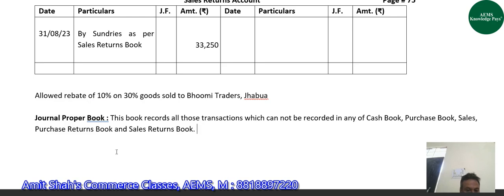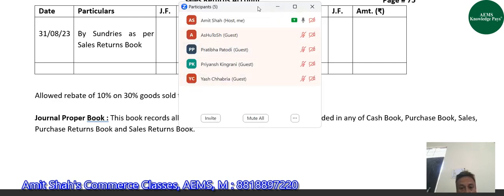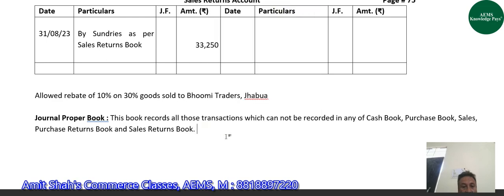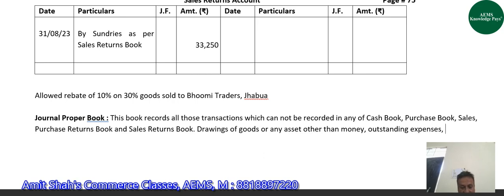Can you tell me any other transactions which may come here in the journal proper book, guys? I'm asking. Drawings. Drawings of goods, yeah. If it is drawings of money, then that will go in the cash book. So drawings of goods or any asset other than money. What else? Outstanding expenses, right? What else?